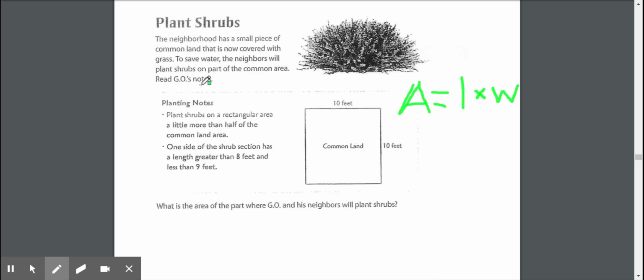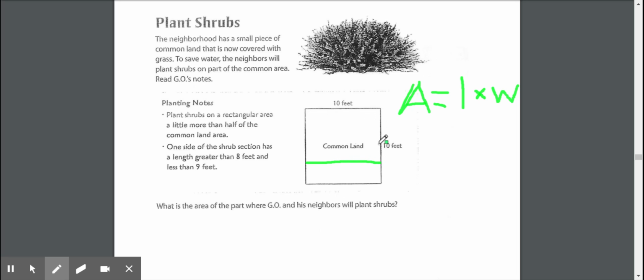So now I look over at Geo's notes and it says they want to plant shrubs, those are bushes, on a rectangular area a little more than half of the common land area. So it has to be a rectangle and they want it to be more than half. So half would kind of go right through the words common land. More than half would be about right here.